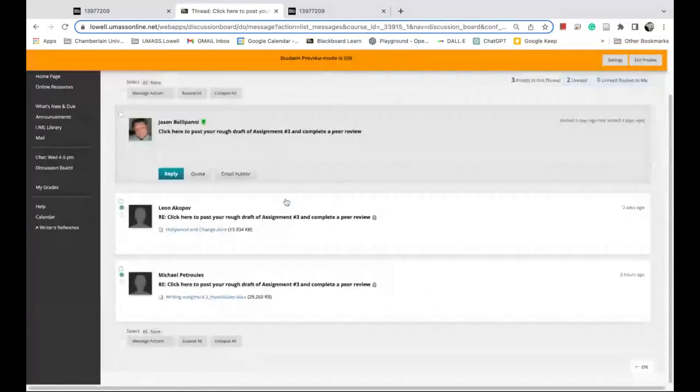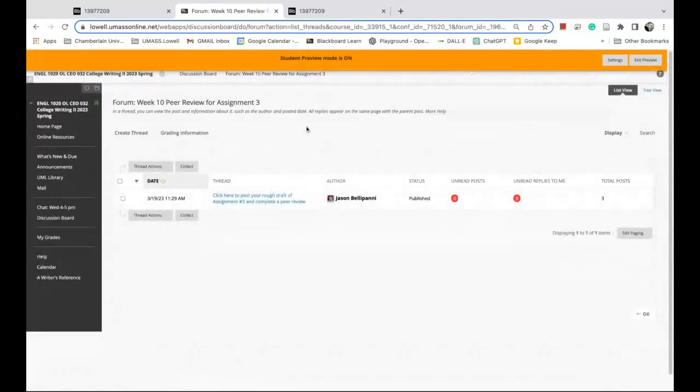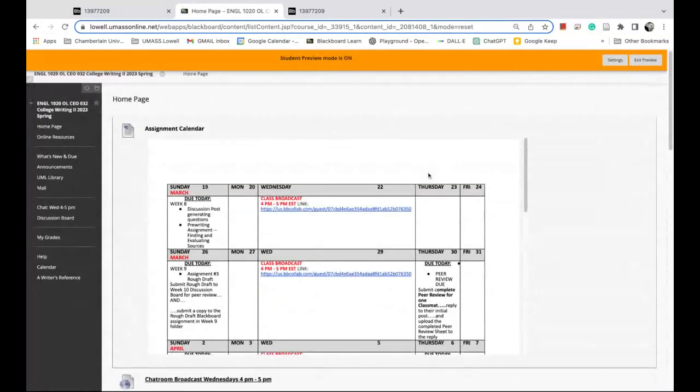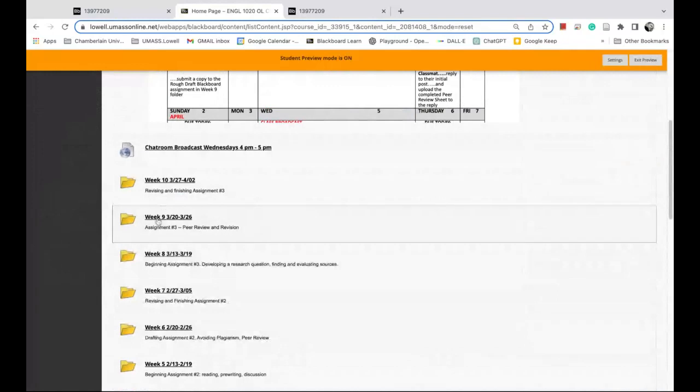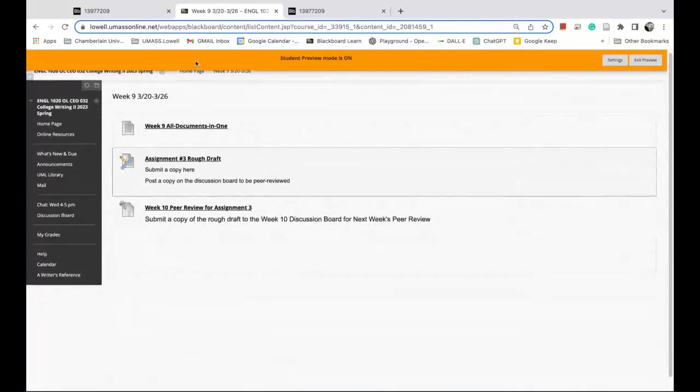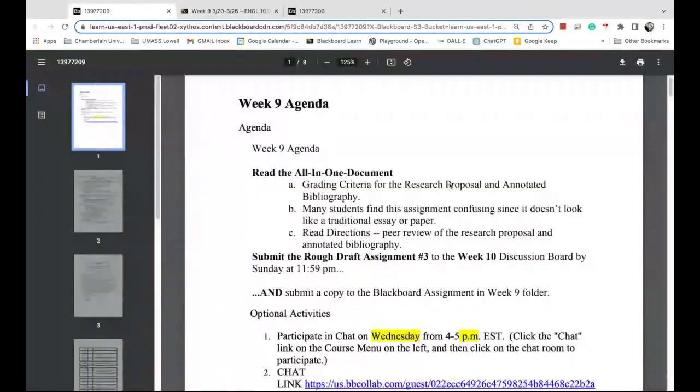So the peer review, it's going to need to have a... Well, see, this is because I'm here in your view. Okay, all right, I'll make sure those things are there. But no matter what, they exist in all documents in one. I did that for week 10, 11, and so on. So this is week 9.